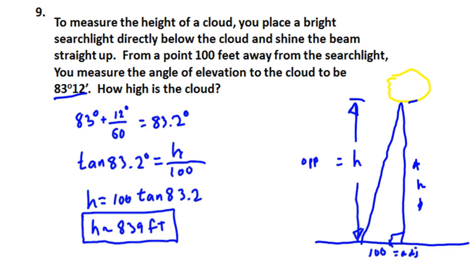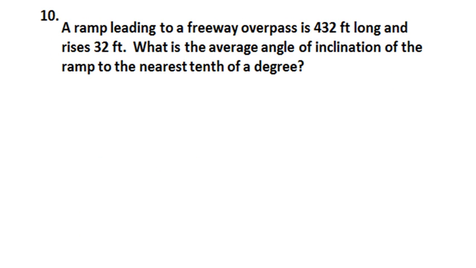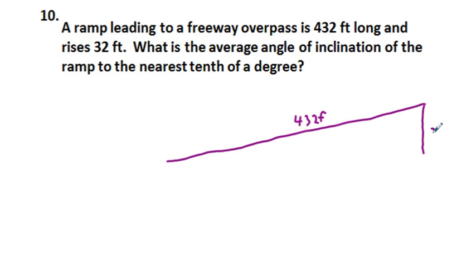Okay, now working the odd number problems is what we're doing in this video lesson, but I just want to look at 10 briefly. You have a ramp leading over freeway overpasses that is 432 feet long and rises 32 feet. And so you have this ramp going up like this. And this is 432 feet. And you have a height rising like this. You have 32 feet.